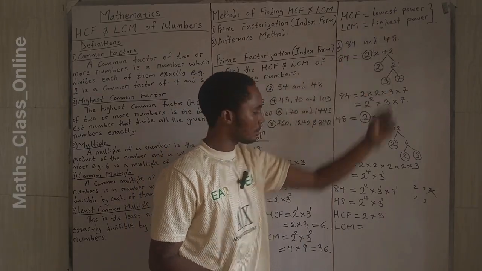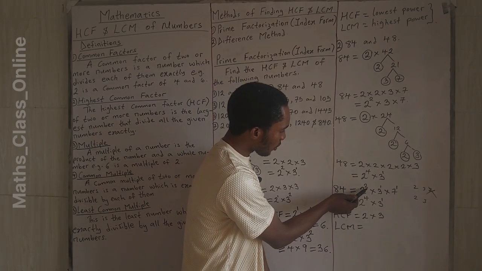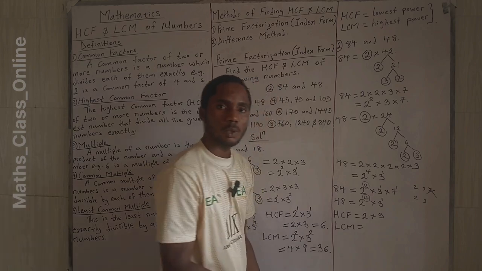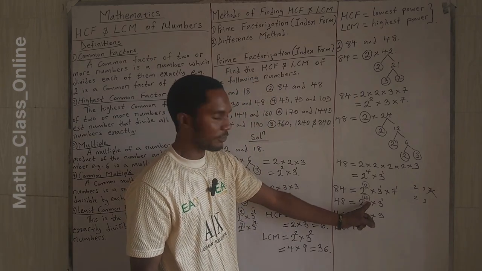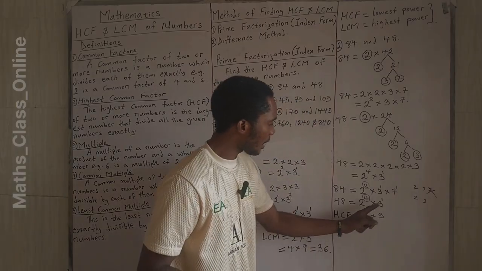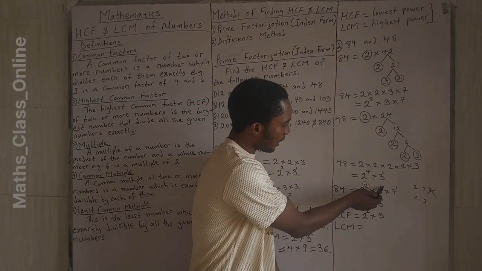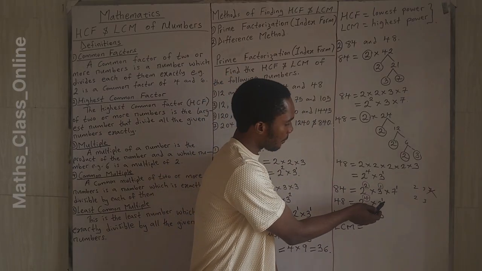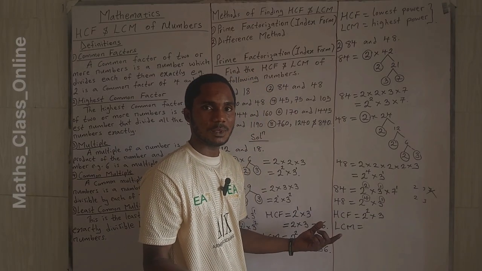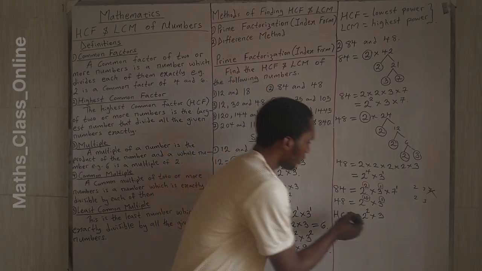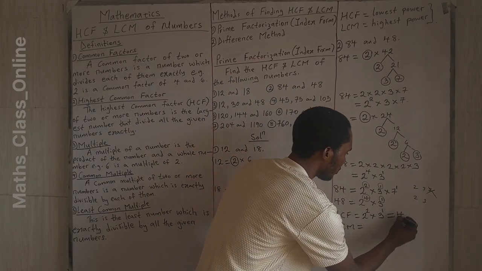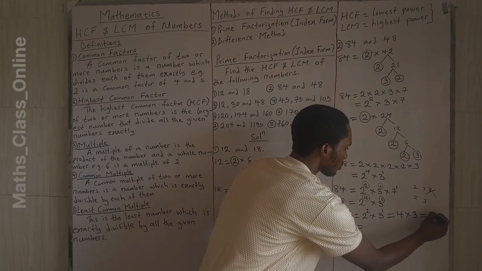Lowest power. The power of 2 here is what? Is 2. The power of 2 here is what? Is 4. Which one is the lowest between 2 and 4? That is 2. We have this to be 2 raised to the power of 2 times, come to 3. The power of 3 here is what? 1. And the power of 3 here is what? 1. Which one is the lowest? 1 is the same thing as 1. There is no lowest. It's equal. So we write 1. And this is 2 raised to the power of 2, 4 times 3. This is equal to 12.